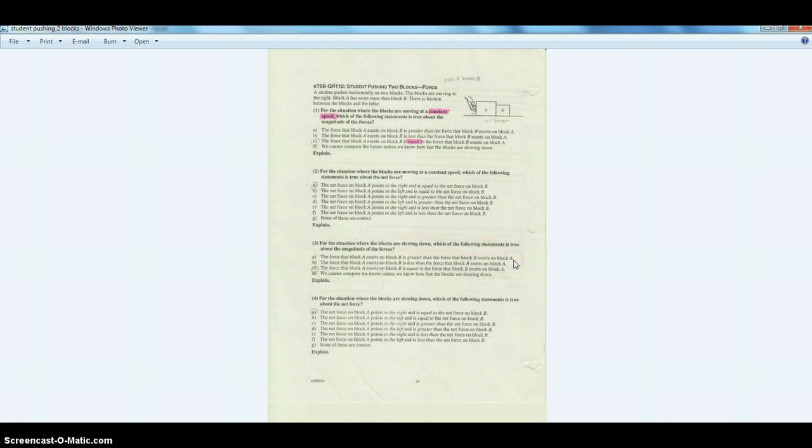Number 4. For situations where the blocks are slowing down, which of the following statements is true about the net force? The net force on block A points to the right and is equal to the net force on block B. Okay, the net forces must be the same. Actually, they must equal 0. And that is because A and B, even though they have different masses, exert the same force on each other.